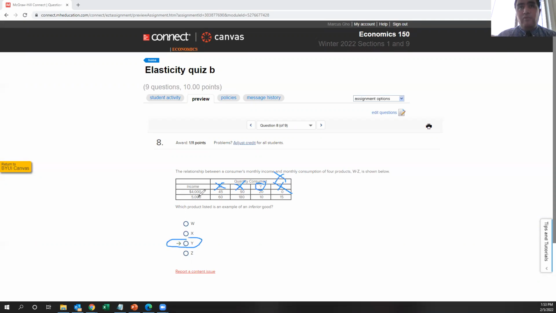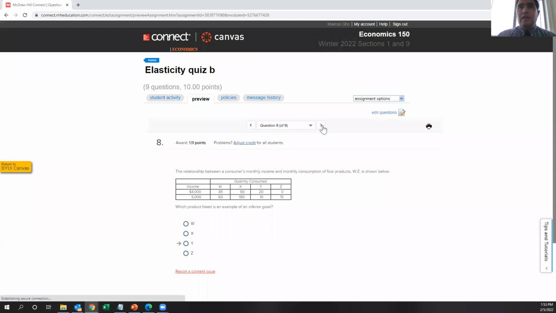And you could look at it the other way. If it drops from 5,000 to 4,000, here it goes 60 to 45, that's a decrease. 180 to 90, that's a decrease. 20 to 10, that would be an increase. 15 to 0, well, that's a decrease. So either way you go at it, with an increase or a decrease, you can see how the corresponding changes work. And either way, the inferior good is good Y in that example.